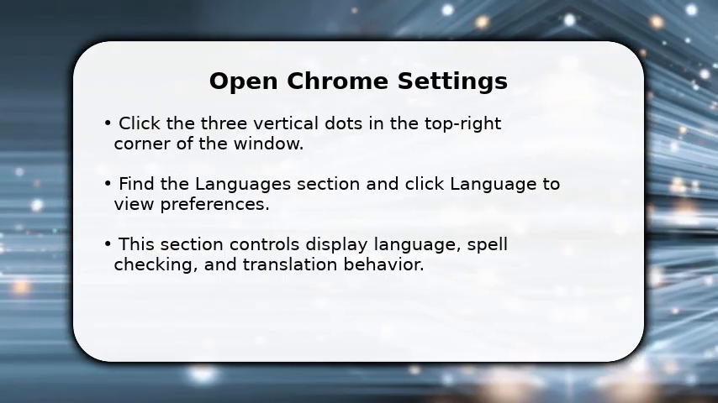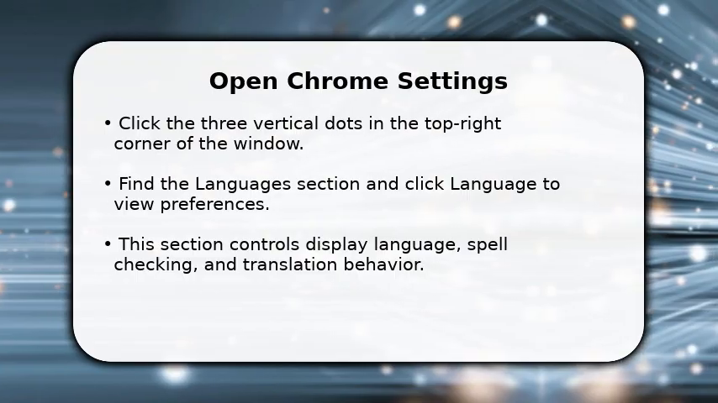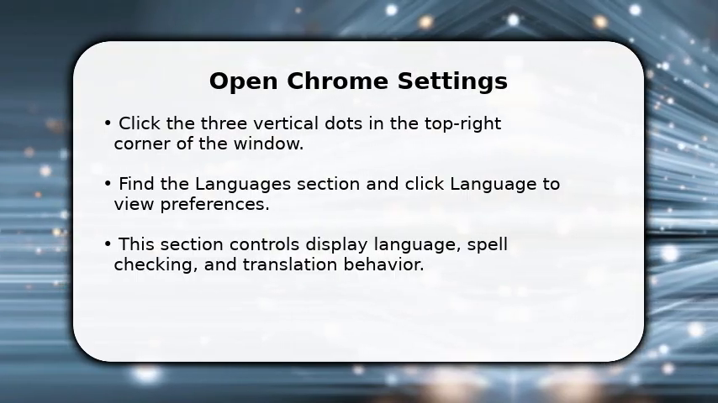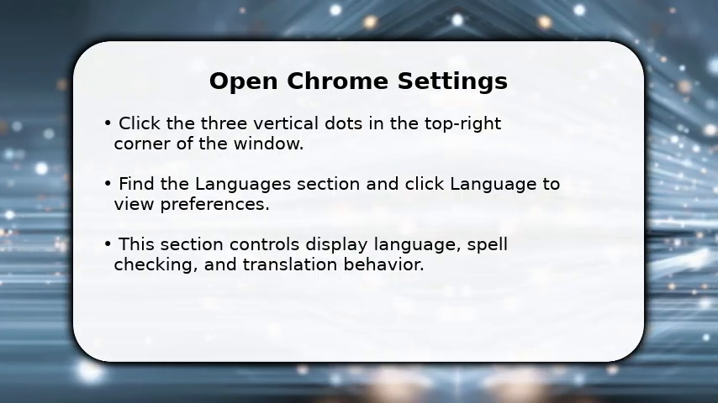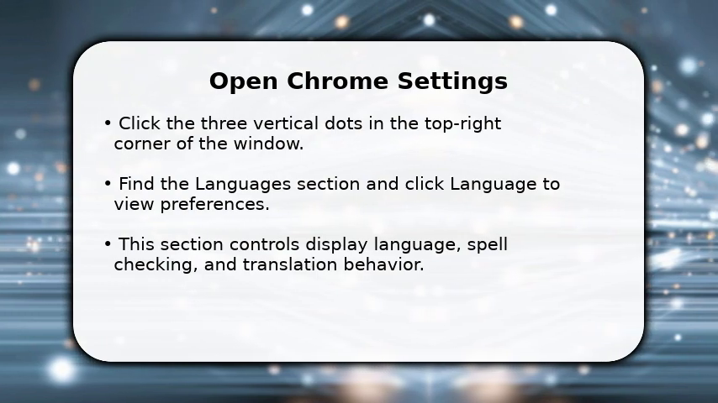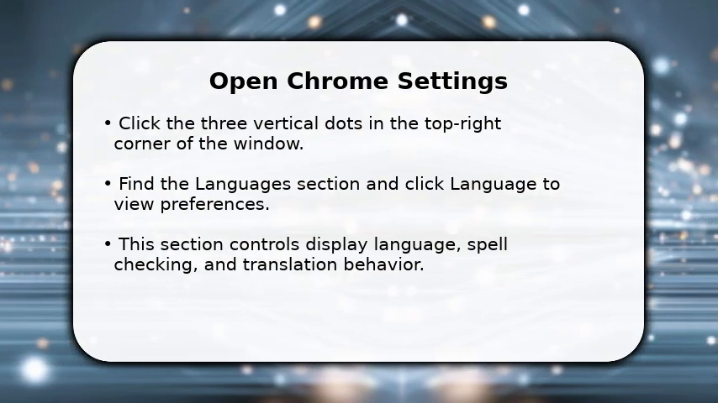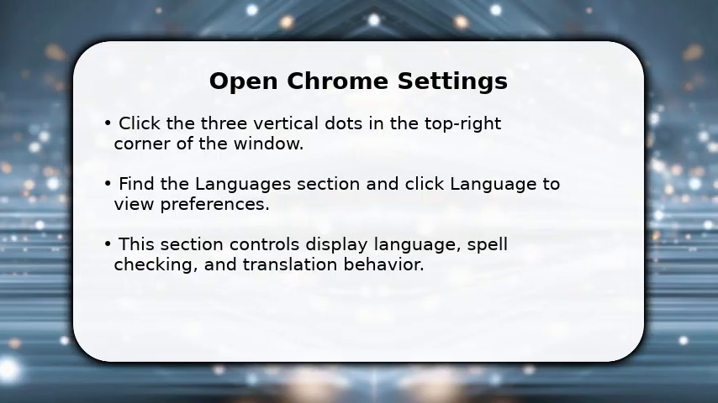Find the Languages section and click Language to view preferences. This section controls display language, spell checking, and translation behavior. In the next slide, I will show how to add and prioritize languages. Make sure you sign into Chrome if you want sync.